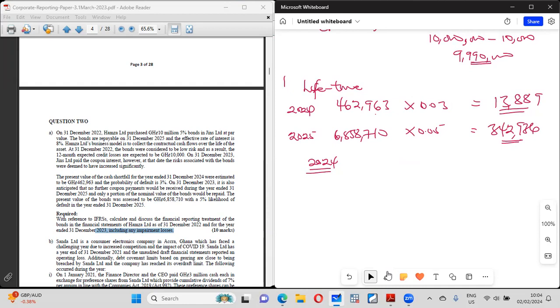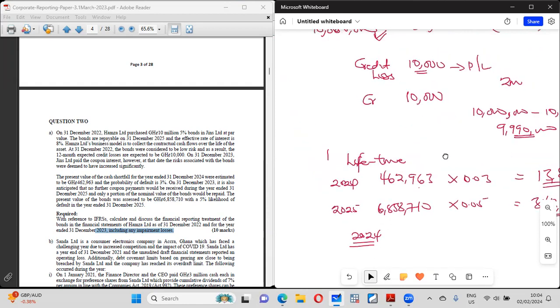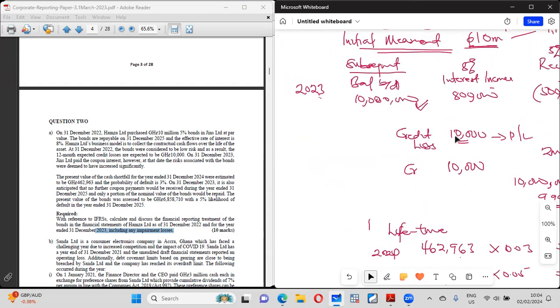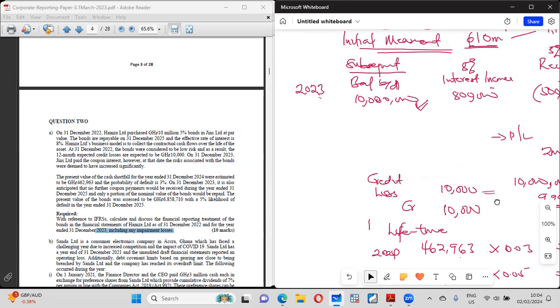So let's say we are doing the amortized cost table. Let's continue from here where we ended. I wish, okay, I can actually drag them. So credit loss was 10,000. So let's drag these things out of the way because I need the space to continue. All right, let's just drag them.